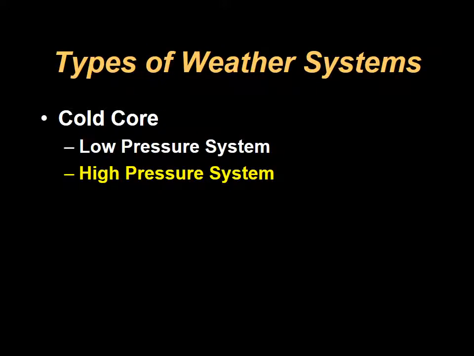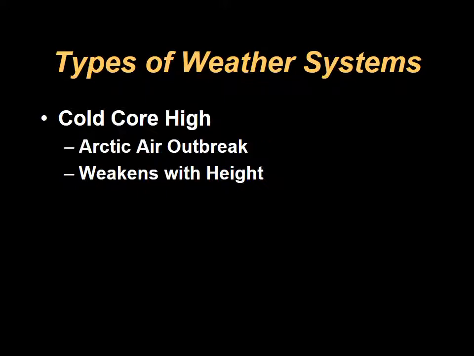Another type of cold core system is a high pressure system, a cold core high. And cold core highs happen here in North Dakota, where we live, all the time. You see cold air coming out of Canada, cold Arctic air outbreak. And you'll see very strong high pressure systems at the surface, but as you go up through the atmosphere, you may actually see a low pressure system aloft.